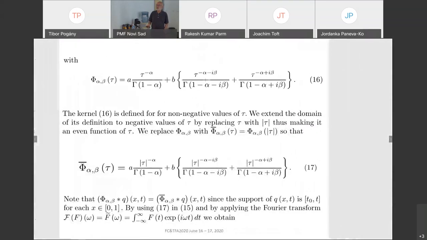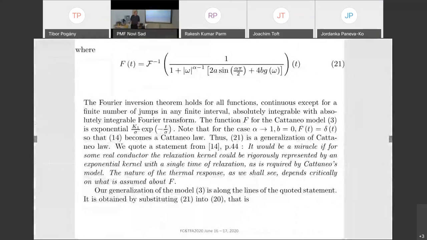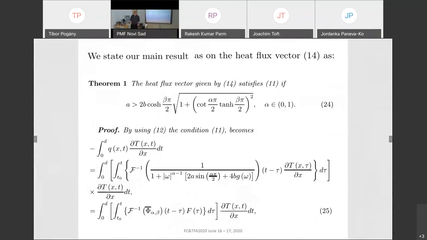And since my time is almost up, we prove it using the Bochner theorem here, and the only thing that one should take care of is that the theorem calls for functions that belong to D, that is, compactly supported smooth functions.